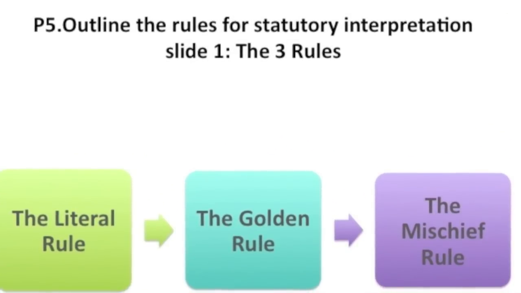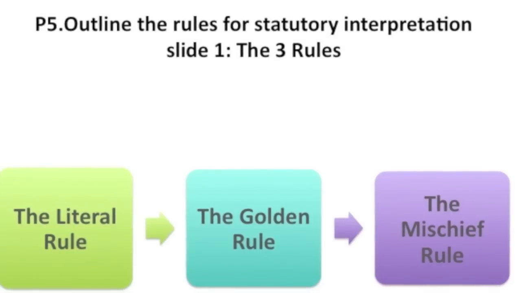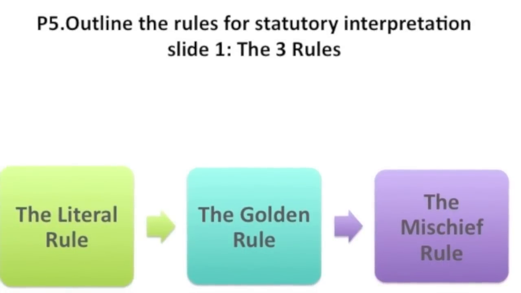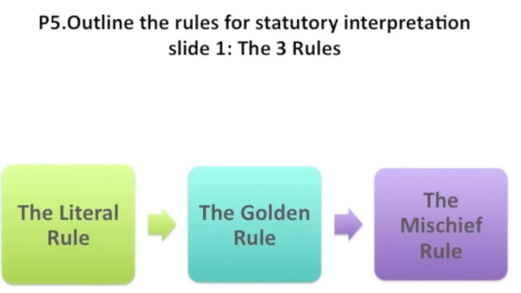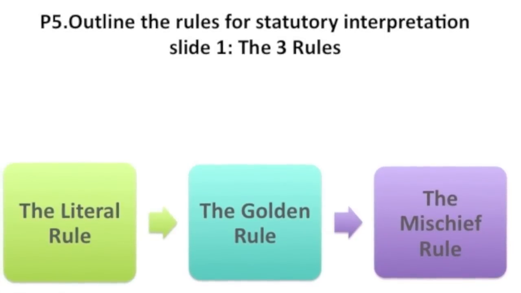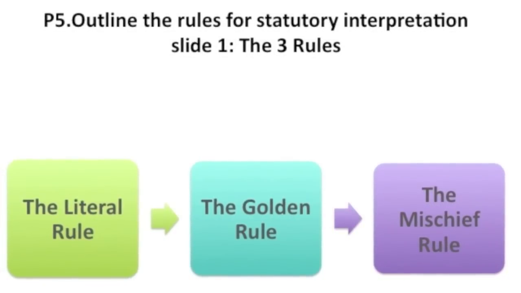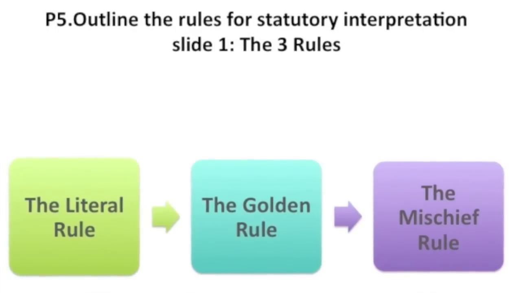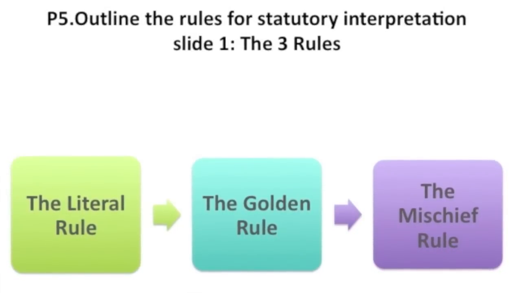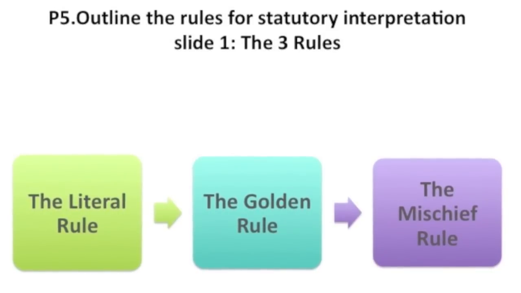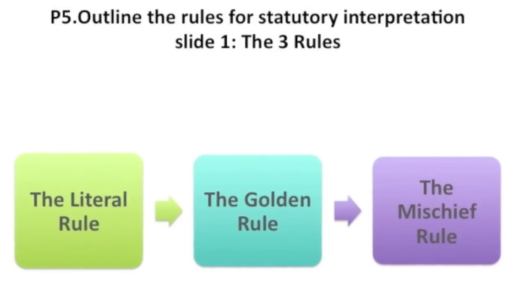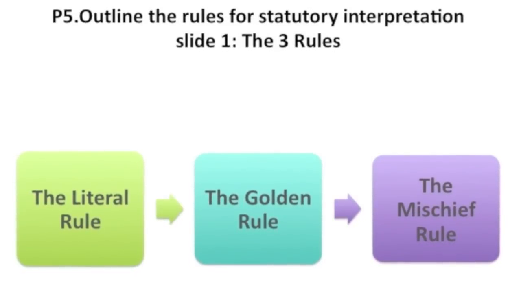P5, outline the rules for statutory interpretation. You need to turn to the statutory interpretation chapter in your AS Law textbook. In order to cover this sufficiently, you will provide information on the literal rule, the golden rule, and the mischief rule. Remember, it's an outline, so enough information that describes all three of these rules.